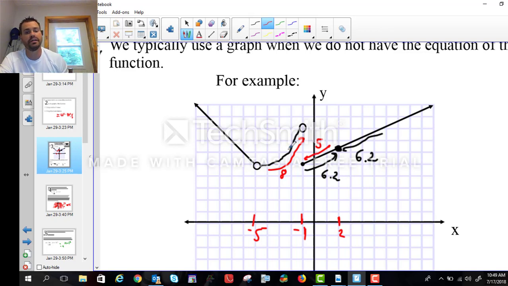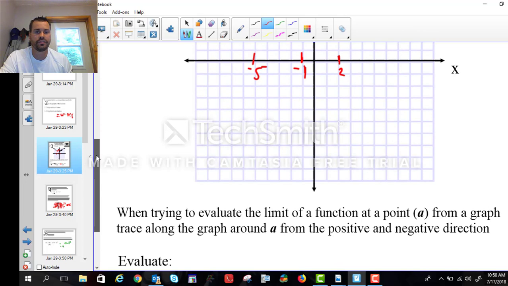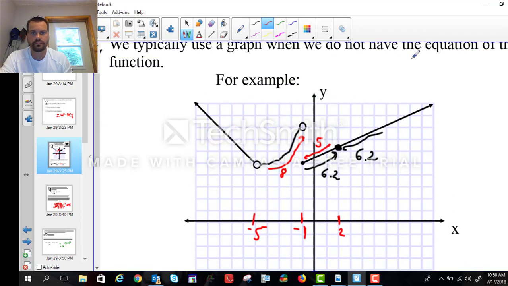So what we say is, because these numbers are different, because they're not approaching the same thing, we go down here and we say that limit as x approaches -1 does not exist. So we shorten that by DNE, and we say that that doesn't have a value. All right, because it does not approach the same number. Then if we go to -5, okay, that's the last one, and we'll do that in blue.